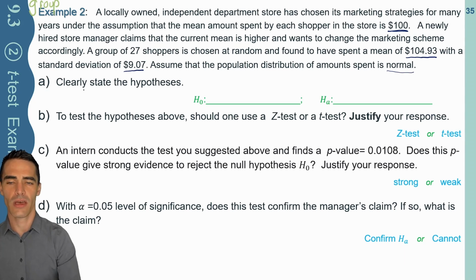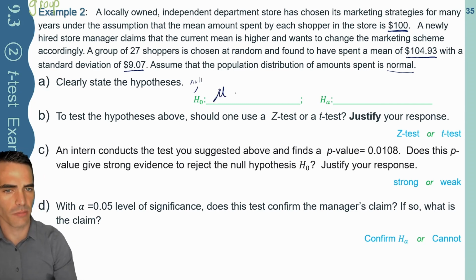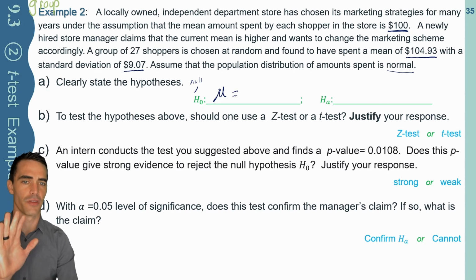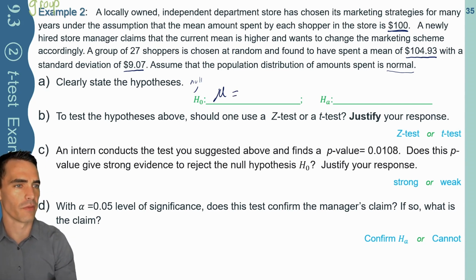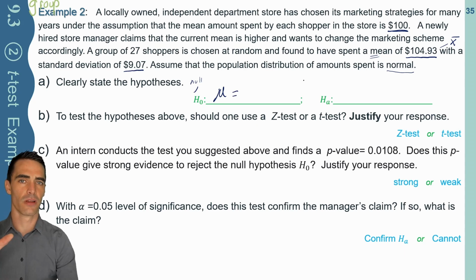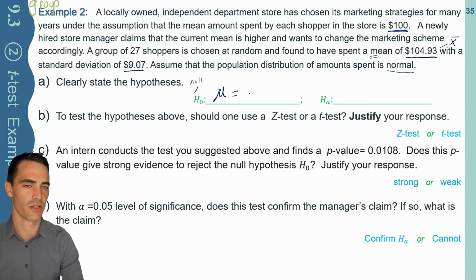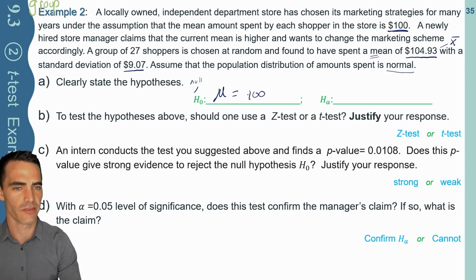Interesting. Clearly state the hypotheses. What's our status quo? What has it always been? The null. They're talking a lot about means over here, and this is a mean is equal to, that's always the structure for the null hypothesis. Notice up top, we have $100 and then we have $104. But notice this mean is found from the sample. So if you want to help give some context, you can write x bar here. But this mean average is for the population. Everybody spends this much. So you can write 100. If you want to give it some context, you can give a little dollar sign there.